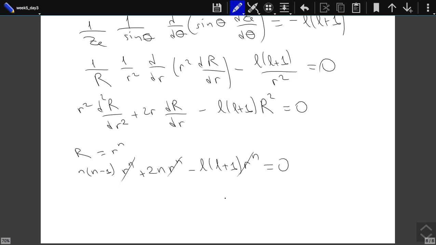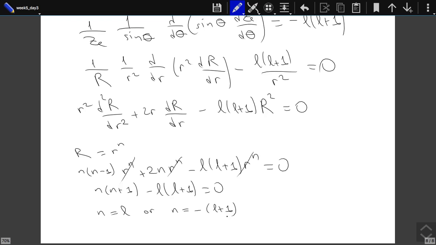R to the power n I can cancel: n times n plus 1, minus L times L plus 1, is equal to 0. This is why I put L times L plus 1 here, that funny combination. So n is equal to L, or n is equal to minus L plus 1. These are all the higher terms. Can we deduce these? Which higher terms?